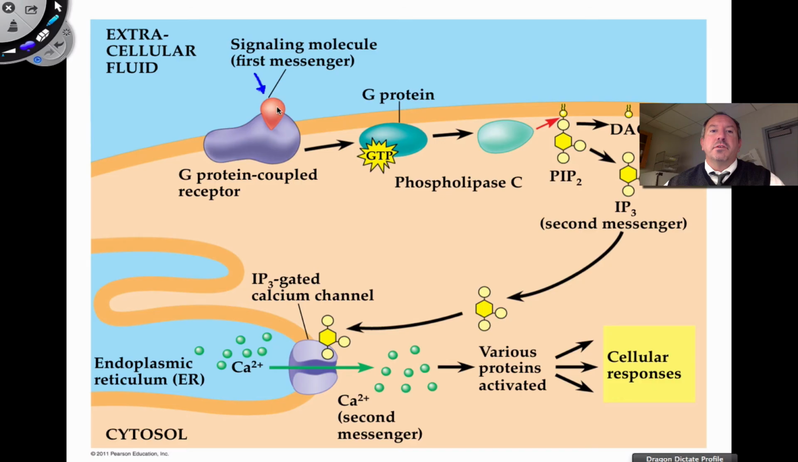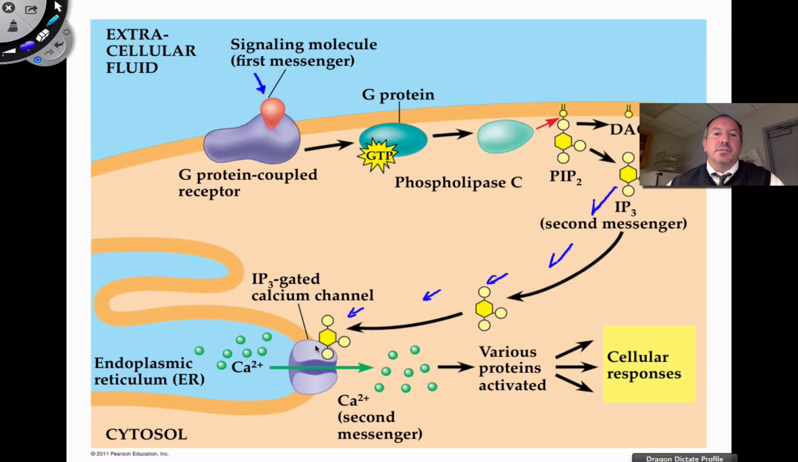Maybe the first message is acetylcholine. If it attaches here to a G protein coupled receptor, that's going to activate the G protein, which is then going to activate another enzyme, which will initiate another reaction that produces inositol triphosphate. This secondary message is going to come along like this, because it's a triphosphate. And check out what it does.